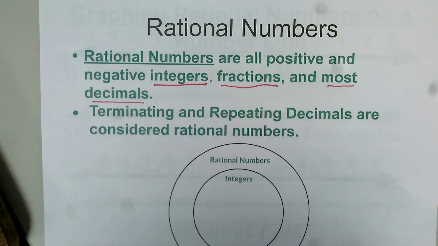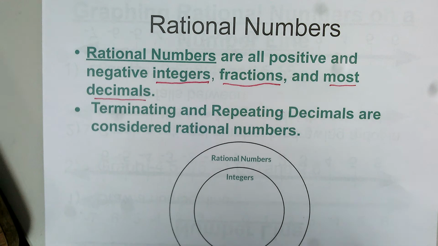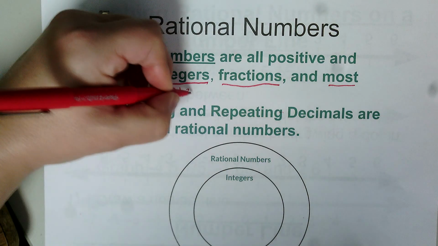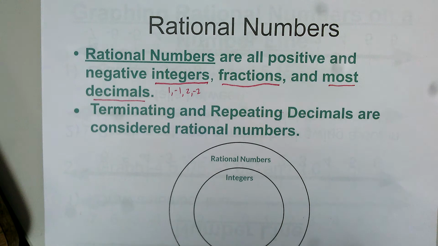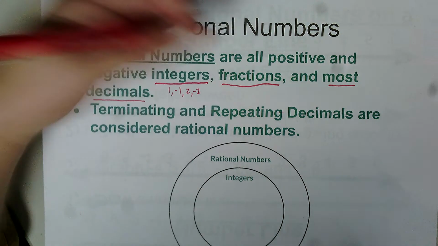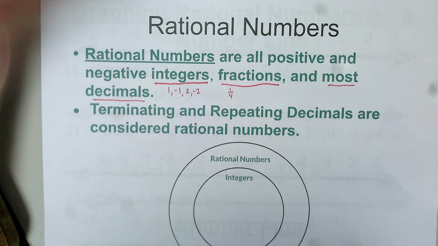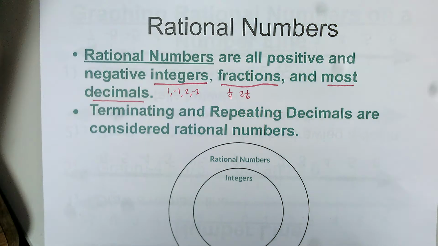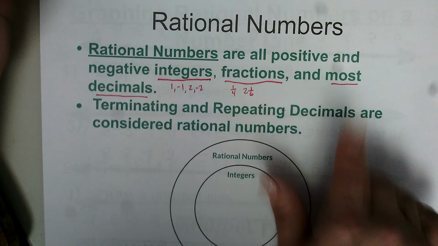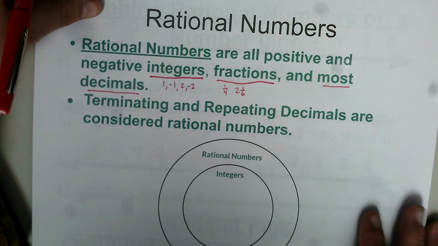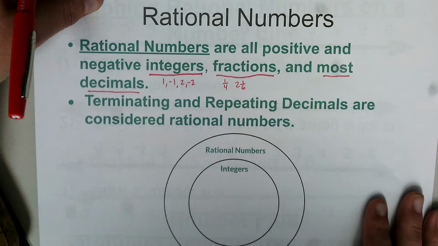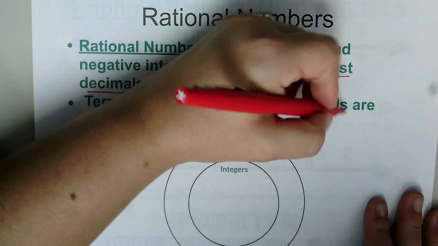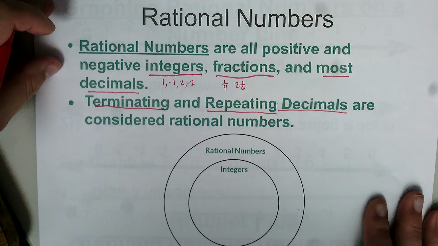Okay, so let's start with integers. The integers are numbers like 1 and -1, 2 and -2. Okay, those are integers. Fractions are numbers like 1/4 and 2 and 1/6. Okay, and most decimals. Well, that's an interesting term. So that means that it's not all decimals, most decimals. So it says here, terminating and repeating decimals are considered rational numbers, okay?